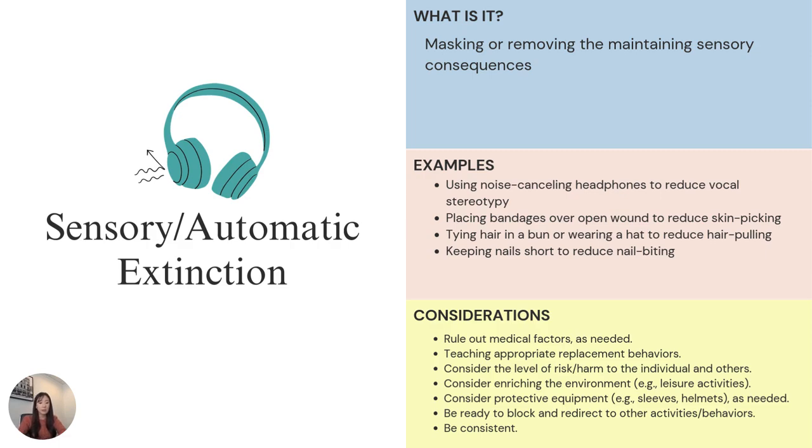And some things to consider when we implement this strategy is to rule out medical factors as needed. It is crucial that we do this. We want to make sure that the behavior isn't due to any medical reasons. When in doubt, I highly recommend just go ahead and see a doctor. So for example, if we see a child engaging in headbanging, I'd have a doctor look at the situation first before I start recommending any behavioral strategies.